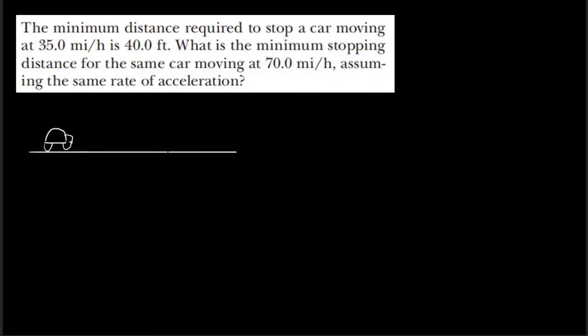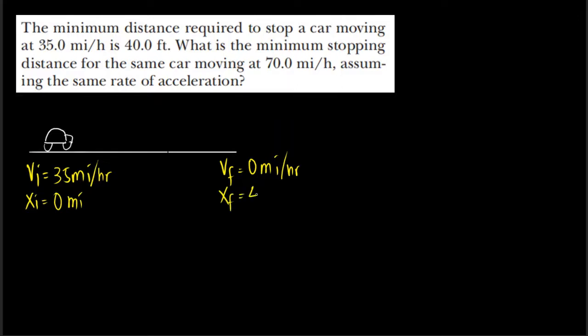This was the first problem that we dealt with. The minimum distance required to stop a car moving at 35 miles per hour is 40 feet. Therefore, our car is initially moving at 35 miles per hour and then it stops. So V final is 0 miles per hour. We don't really know where it started, but we know the whole travel will be 40 feet. So x initial is 0 miles and x final is 40 feet.